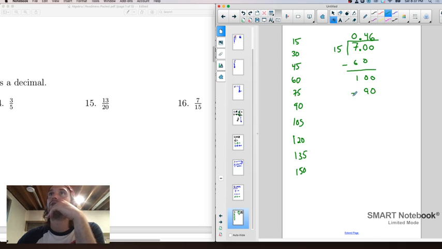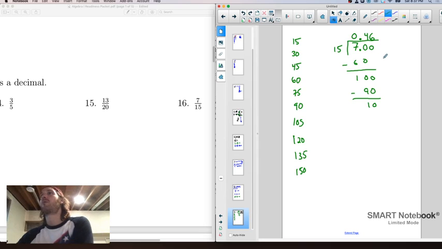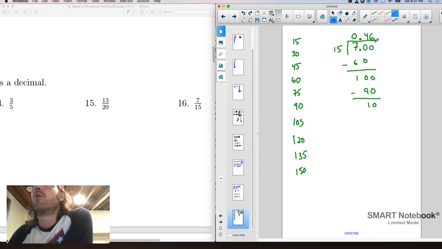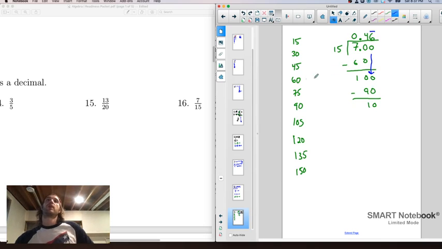And look what happens here when we subtract. We bring down 10, bring down another 0, and we can stop right there because we got the answer 10 again, and we brought that 0 down, and we're about to bring another 0 down onto the 10. So that means this 6 is going to happen over and over again. So the decimal answer for 7 divided by 15 is 0.46 repeating.